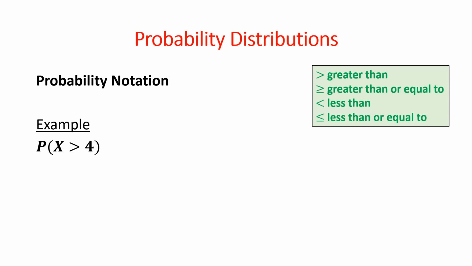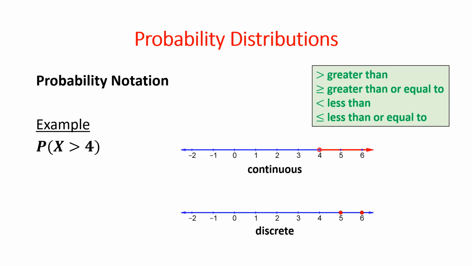So P bracket X greater than 4. Now, it depends whether you have continuous or discrete data. For continuous, we have an open circle on 4 because we're not allowed to include 4, but we have any number bigger than 4. But if it's discrete data, it must be whole numbers, and so we can't include 4, so we have to have our first whole number at 5, 6, 7, 8, 9, and so on.